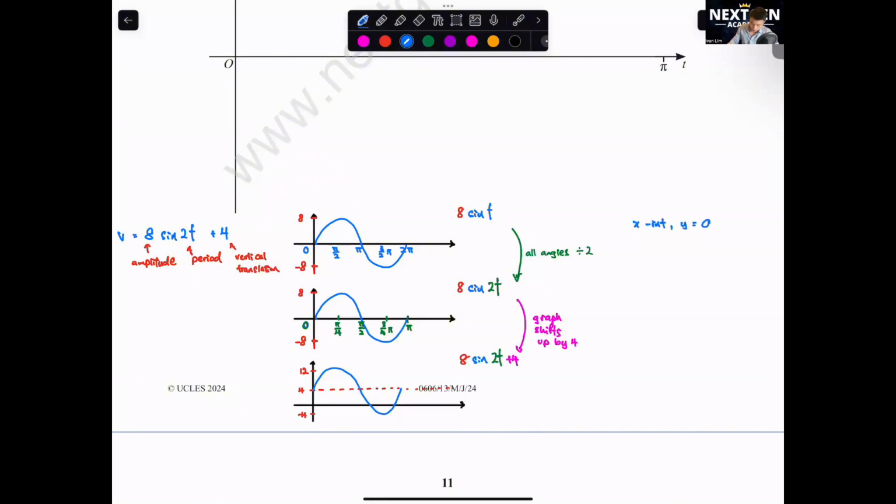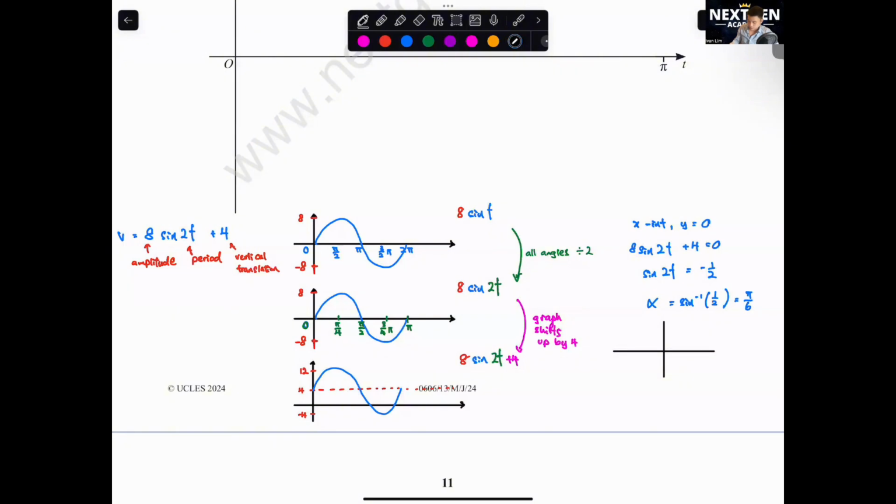y equals 0, so 8 sine 2t plus 4 equals 0. Sine 2t equals negative 1 over 2. You move everything to the right hand side. So go and solve for trigo here. You find your alpha, inverse sine 1 over 2, which equals pi over 6.